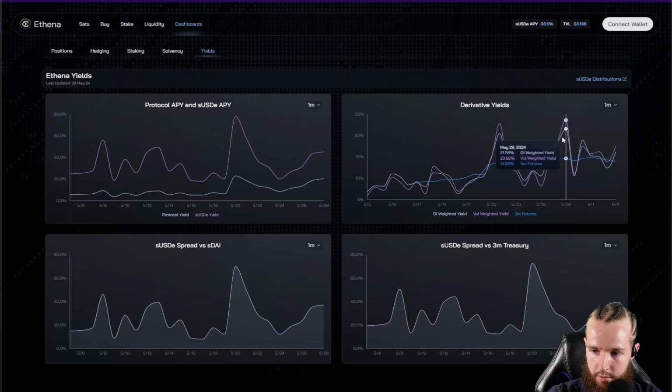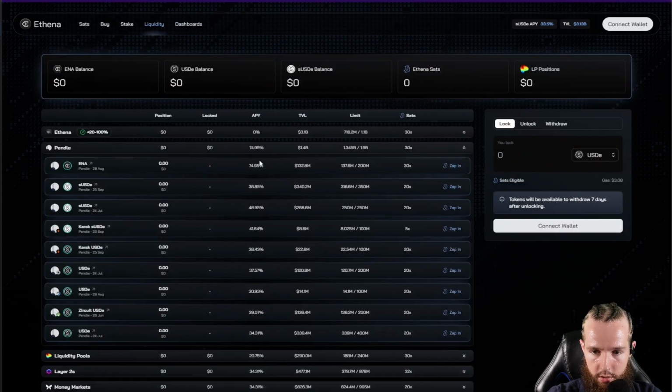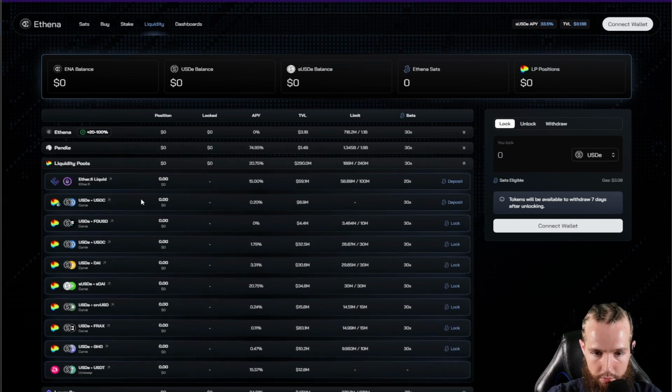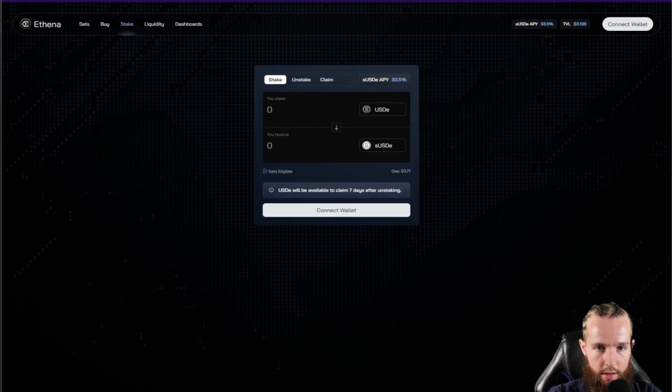And then you can see the derivative yields over here as well. All of this information is available up to 3 years. Obviously, it has not been out for that long, but this information is here for you to access as well. Then on the liquidity page, you'll be able to see the liquidity as well as APYs that are available for all of these different places that you can hold positions at, as well as the stake page here. So let's go ahead and move on.